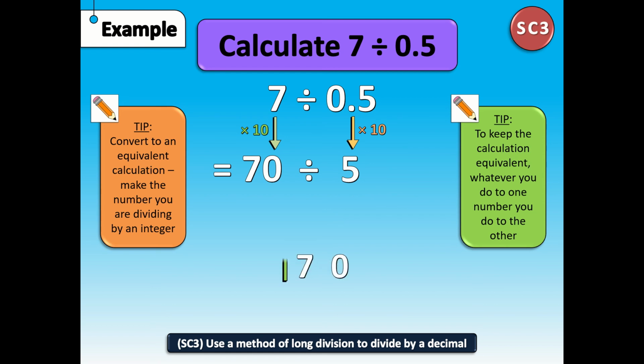So 70 divided by 5, we use a bus stop method. 5 into 7 goes once with 2 remainder. 5 into 20 goes 4 times exactly. So my answer is 14. I don't need to then divide by 10 at the end. My answer is just 14.